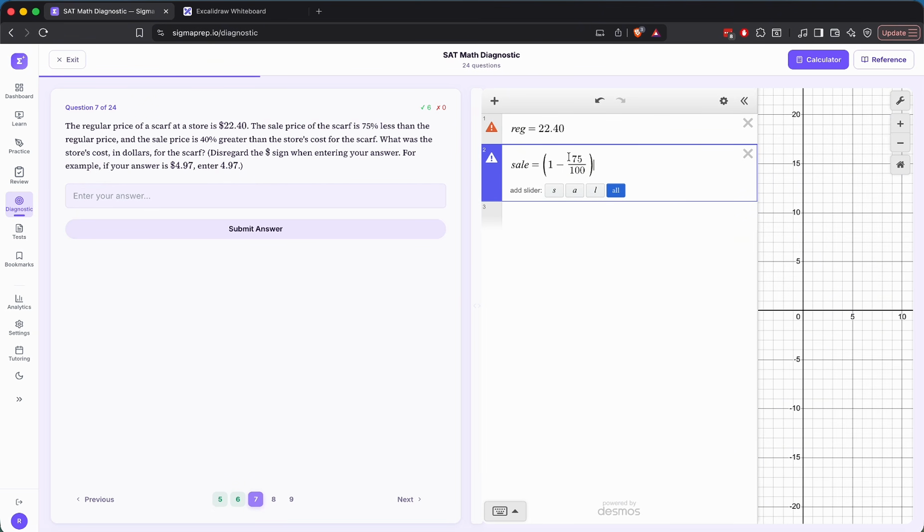If not, you can always write whatever the percent is over 100. That'll do it too, right? If you're comfortable with the decimal, it's probably faster, but that's it. And then times regular, right? So you see, I just wrote an equation.